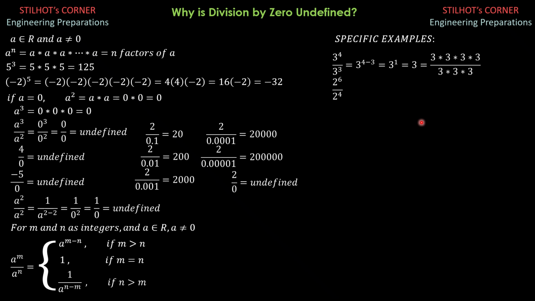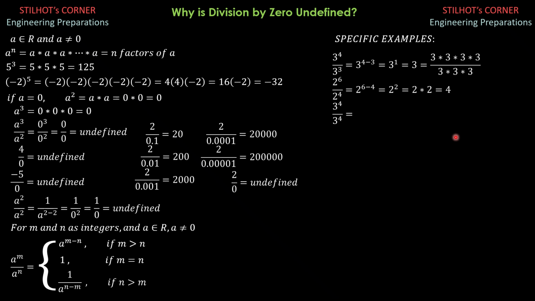Then 2 to the 6 over 2 to the 4th is 2 to the 6 minus 4, or 2 squared. And that is 2 times 2. That's why it's 4. You can also expand this expression this way here. There will be 6 factors of 2 in the numerator and 4 factors of 2 in the denominator. So we cancel the 4 factors of 2. We have 2 factors of 2 left in the numerator, and that's why 2 times 2 is 4.